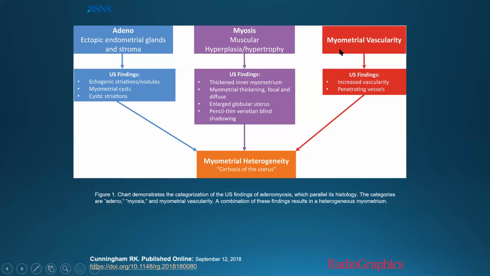Then you put the color Doppler on, you look at the myometrial vascularity. You are going to see increased vascularity and penetrating vessels, tortuous penetrating vessels. This is the key. All of these aspects will give you myometrial heterogeneity, what we call cirrhosis of the uterus. And I have another picture at the end of the slide showing you what the cirrhosis of the uterus looks like. This is the picture of adenomyosis. If you find adeno, myosis, and the myometrial vascularity, this is how you diagnose adenomyosis on the ultrasound.